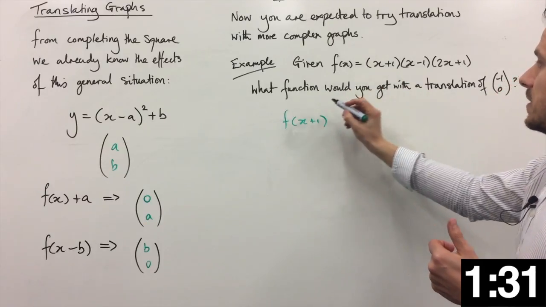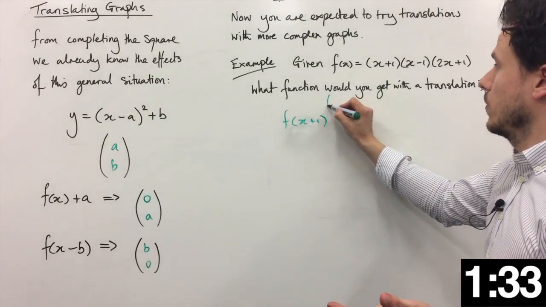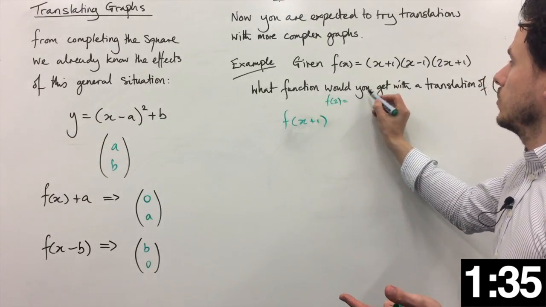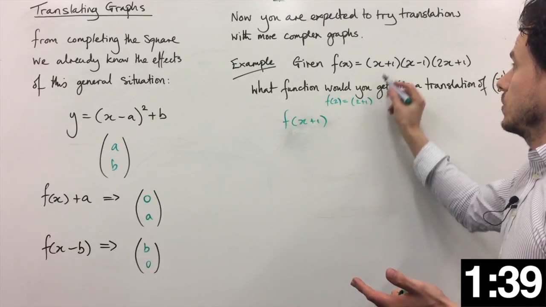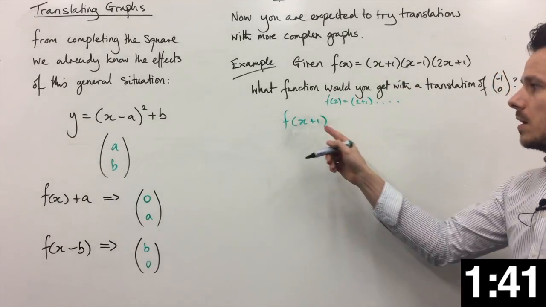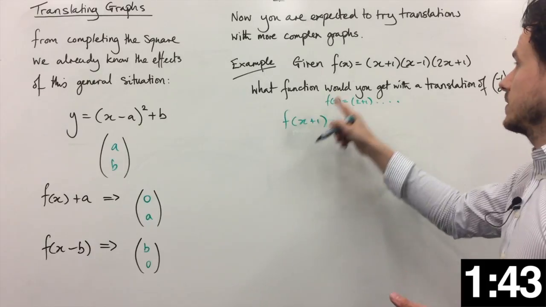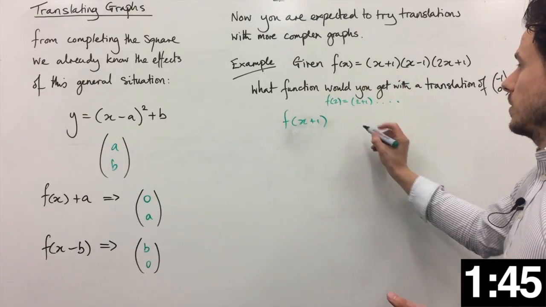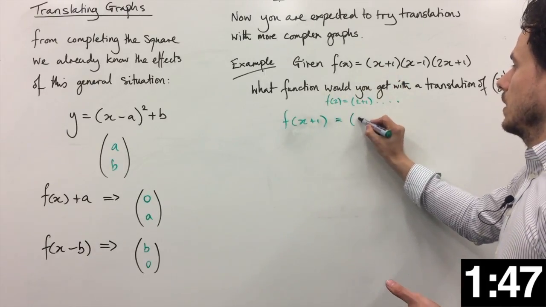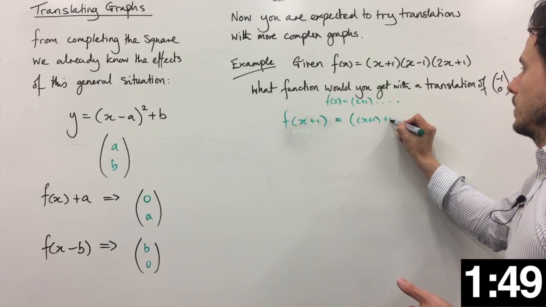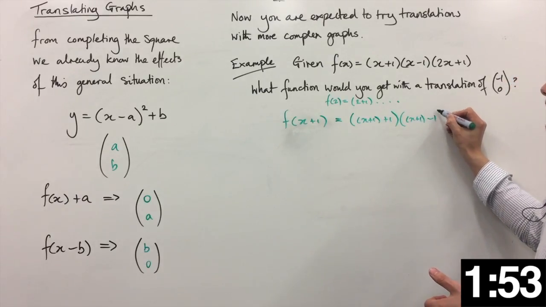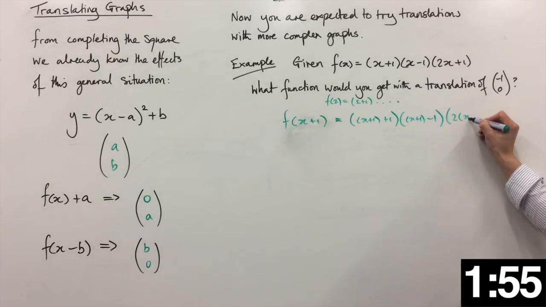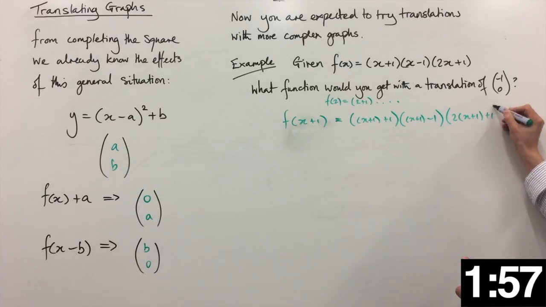Now, if I had, for example, f(2), as you may have seen before, you would have just substituted 2 in for x all the way. The same approach applies here. Instead, we'll substitute x plus 1. So let's get going. Okay, so we have x plus 1, x plus 1, minus 1, and 2(x plus 1) plus 1.